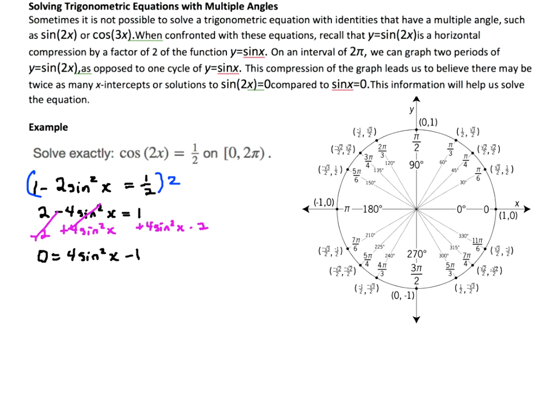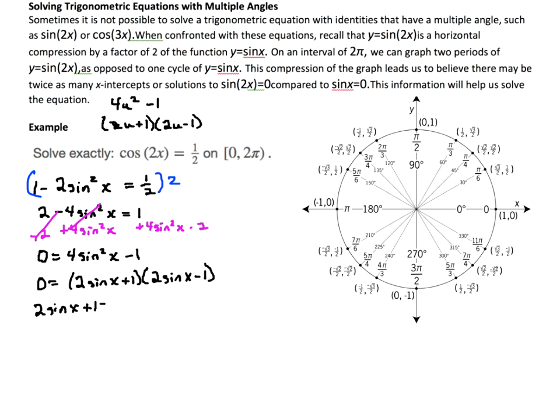Okay, so if I took the time to actually substitute u in for the sine of x, I'd have 4u squared minus 1. That's a difference of squares. That factors as 2u plus 1 times 2u minus 1. So I'm going to factor the right-hand side. I'm not going to show the substitution because I just showed it up top. So this is 2 sine x plus 1 times 2 sine x minus 1. And then I'm ready to use my zero product property now.